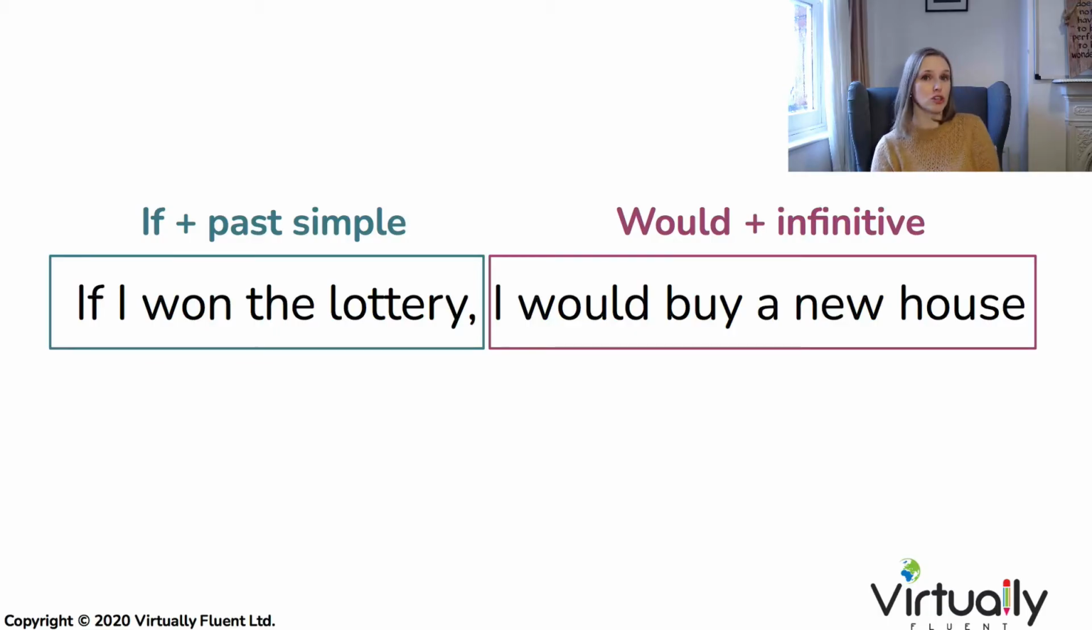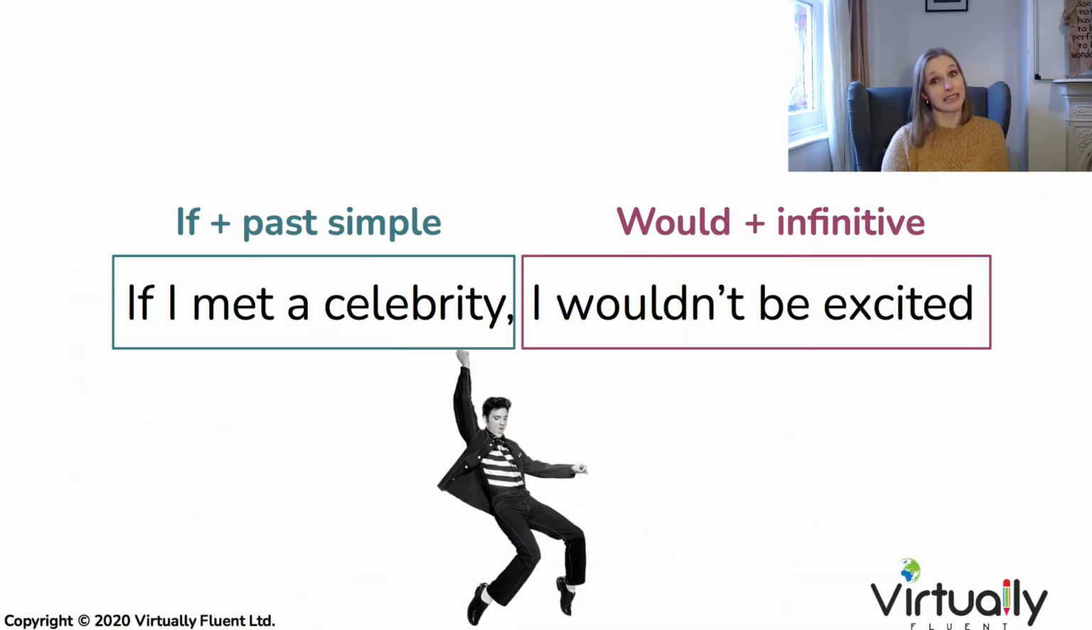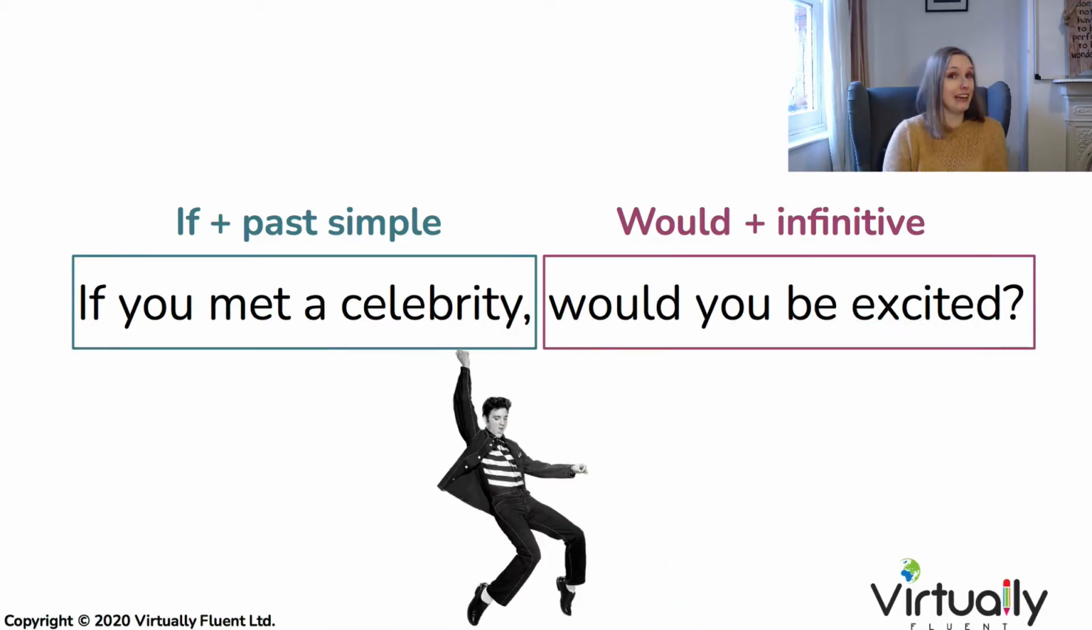If I won the lottery, I would buy a new house. And it's exactly the same. If I had his number, I would call him. And it doesn't always have to be affirmative. It could also be negative. For example, if I met a celebrity, I wouldn't be excited. Or it could be a question. If you met a celebrity, would you be excited?